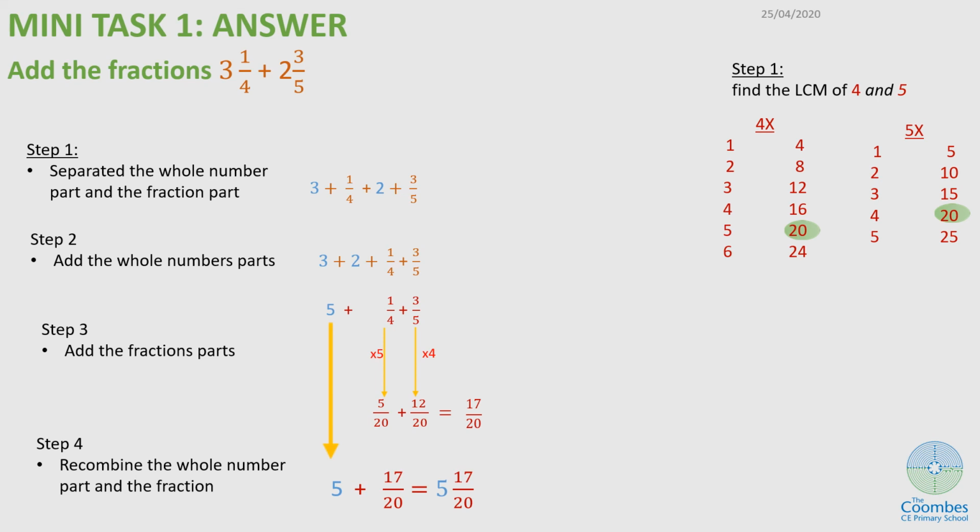We know previously that when we are adding fractions and the denominators are the same, we don't add these. Our denominator is still 20. We only add the numerators. So 12 add 5 is 17. So I now recombine the whole number part and then the fraction part. I know the whole number part added to 5, so my 5 is here, and my fraction part using previous knowledge is 17 over 20, so my answer is 5 and 17 over 20.